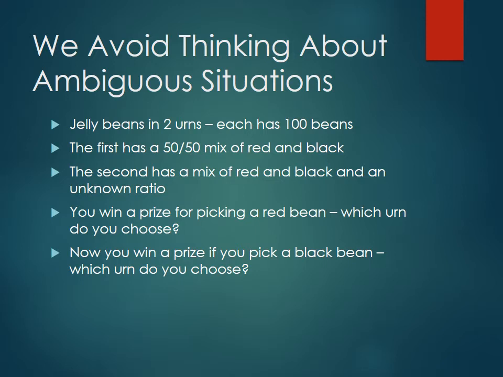So another example, going back to our jelly beans. Say you had 2 urns, each of them had 100 jelly beans in it. The first one has a mix of 50 red and 50 black. And then the next one has an unknown mixture of red and black. You have no idea what the proportions are there. And you get a prize for picking the red bean. Who would go for the 50-50 jar? Okay, who would go for the other jar?